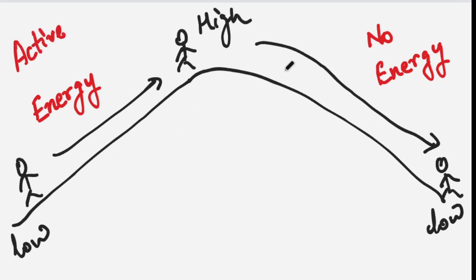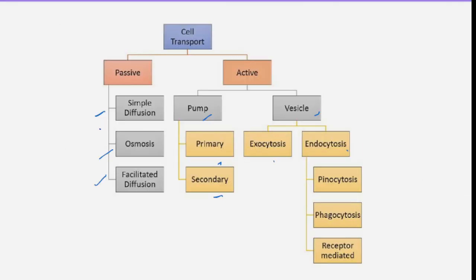And when the molecules are moving from higher to lower concentration gradient, they do not require any ATP energy, and this is called passive transportation. Okay, so there are two types of transportation of the molecules: active transport and the passive transport. So here you can see the cell transport are two types, active and passive.